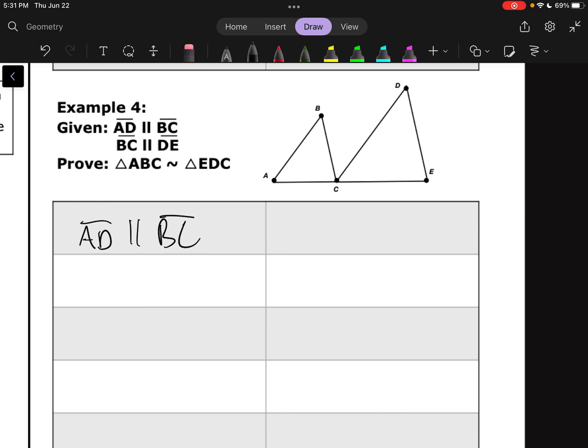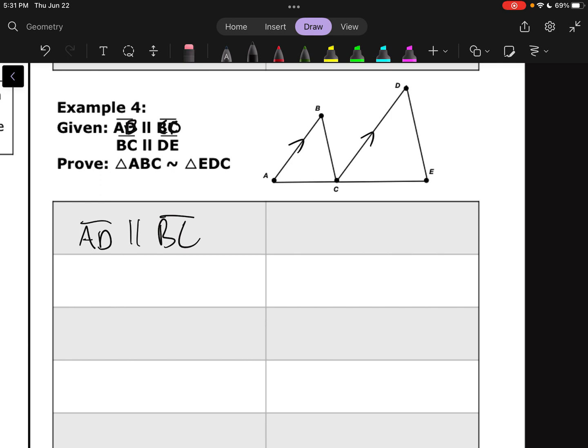ADBC. Oh, that's supposed to be AB. And, whoa, what's going on here? That should be AB parallel to CD. That's what that should say.